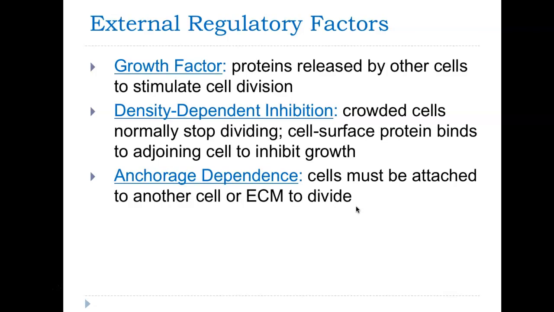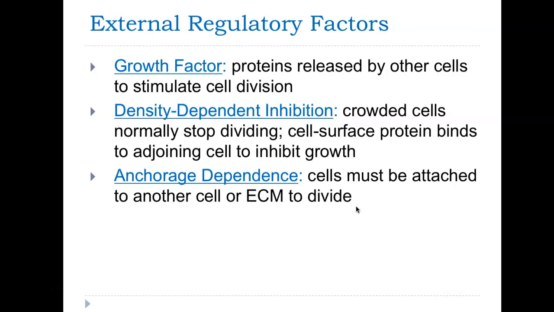And then you have what's called density dependent inhibition. Crowded cells normally stop dividing. So it's called density dependent. So when cells get crowded enough, a signal is sent to stop dividing. And then we have anchorage dependence. Cells must be attached to another cell or an extracellular matrix in order to divide. All right?